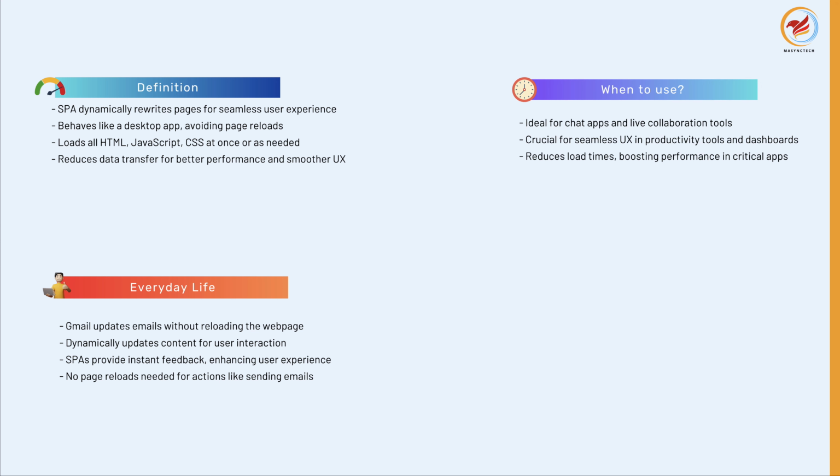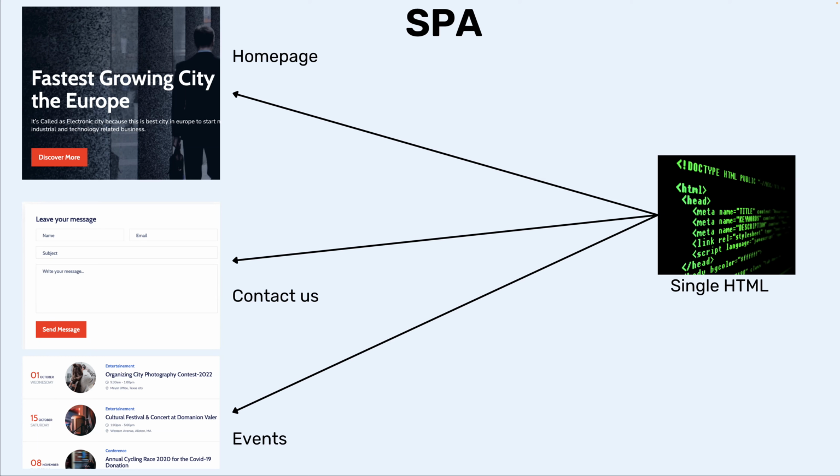When to use SPA applications like React? One is that it is useful for applications requiring real-time updates with users, such as chat apps and live collaboration tools, and projects where a seamless user experience is crucial, like in web-based productivity tools, dashboards, or social media platforms, and scenarios where the application's performance and loading time are critical, as SPAs can significantly reduce load times after the initial page load. Now, let's see this diagram to explore more.